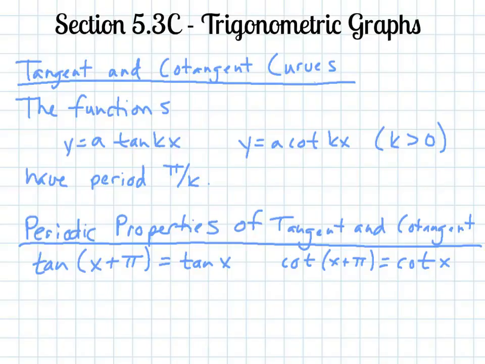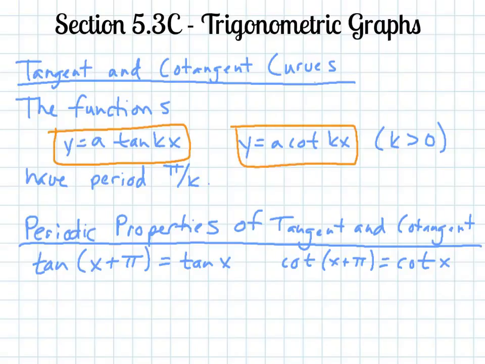Today's lesson we'll be talking about section 5.3c, trigonometric graphs, where we'll graph tangent and cotangent curves. Now the functions for tangent and cotangent look very similar to the setup of sine and cosine, except obviously they're different trig functions, so they're going to create a different picture. One property we need to talk about before we move forward is the period for tangent and cotangent curves. They're a little different than sine and cosine.